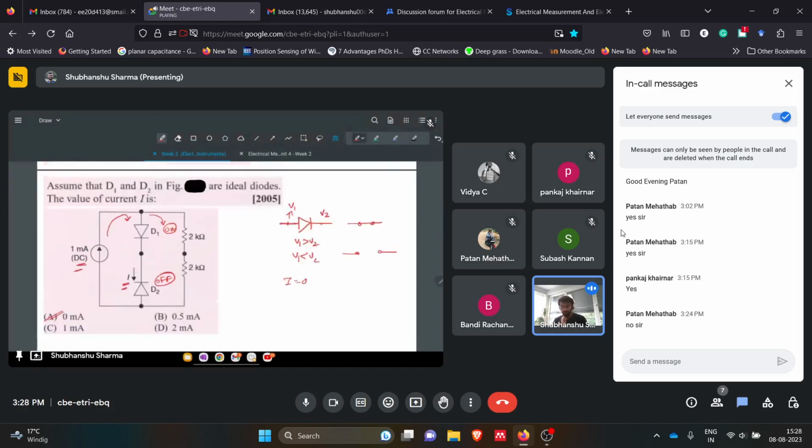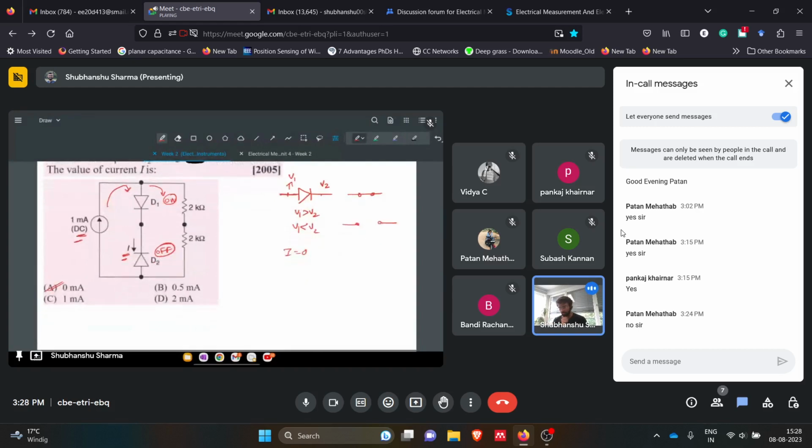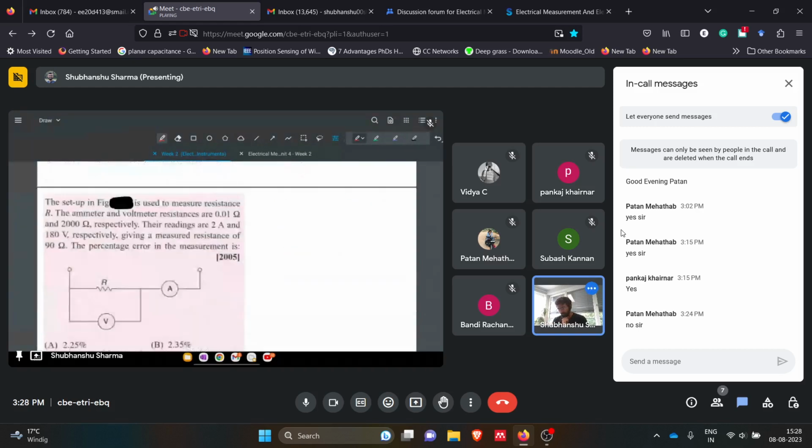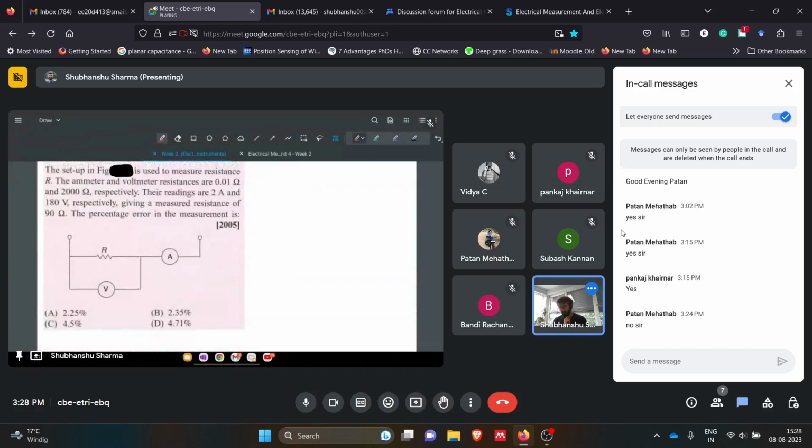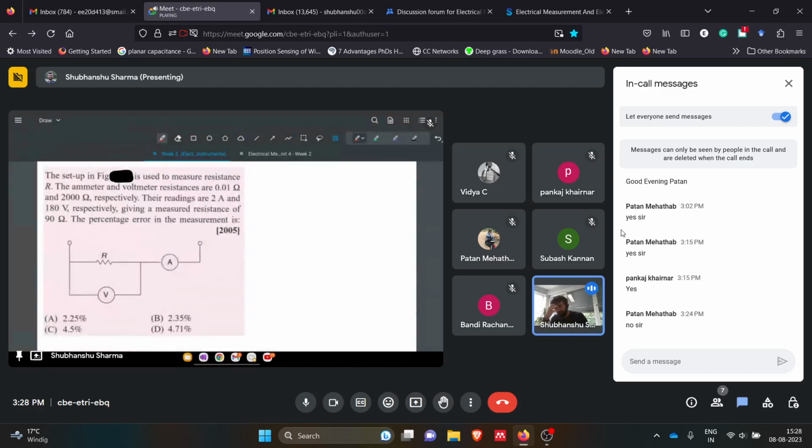I think this was easy, just like how the diodes function. Okay, now the next question. So read the question carefully and then try to figure out how you will be solving this.